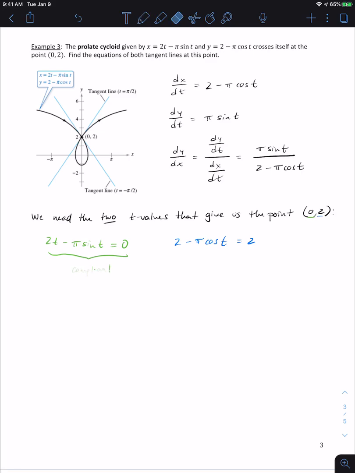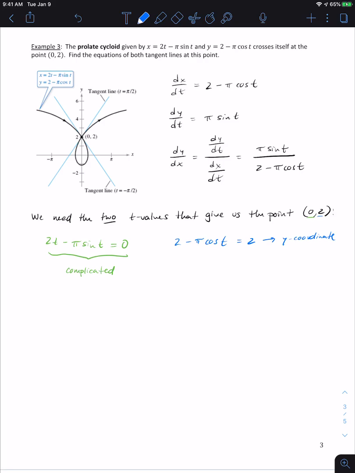Why is it more complicated? Well, it has a t in both terms, right? It has a 2t and a sine of t. So it's actually going to be easier to look at the y equation because it'll be easier to solve, right? And in this case, I could look at either one because either one is going to give me the same two t values, right?